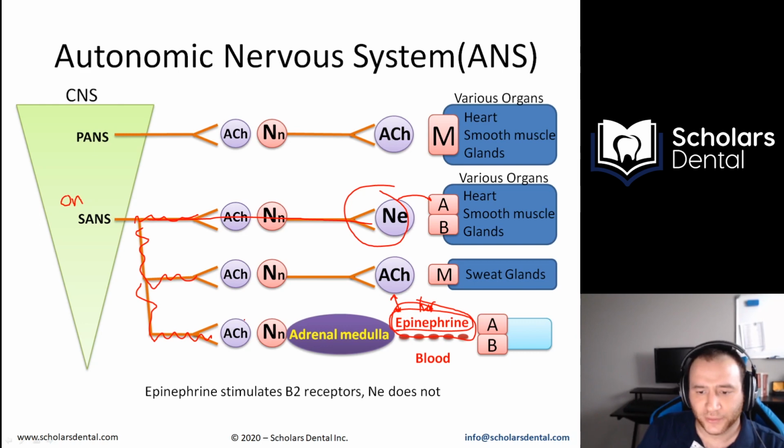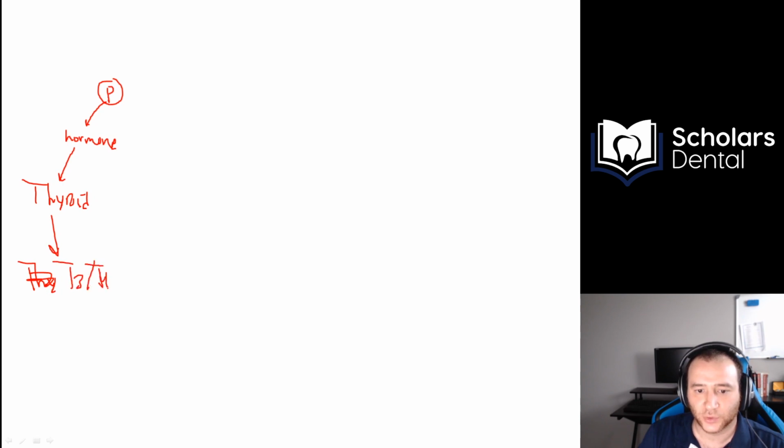Now you might think this is very weird. Why is this connected to this gland? Well, let me remind you of something. In endocrine, we have the pituitary gland. The pituitary gland makes a hormone that triggers other glands to release their hormones. So it makes a hormone like the thyroxine releasing hormone. It goes to the thyroid, and the thyroid releases the thyroxine, or let's just say T3, T4. That's the hormone for the thyroid.